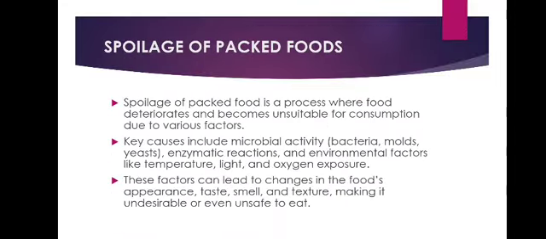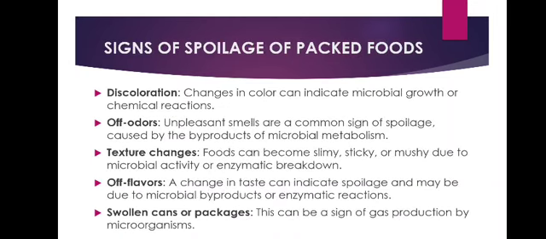Next, what is spoilage of packed foods? Spoilage of packed food is a process where the food becomes unsuitable for consumption due to various factors. The key factors are microbial activity, enzymatic reactions, and environmental factors like temperature, pH, oxygen, etc. These factors can lead to changes in the food's appearance, taste, smell, color, etc. These are the common signs of spoilage of packed food: discoloration, off odors, texture changes, off flavors, and swollen cans or packages. Discoloration means a change in color of a food due to microbial metabolism.